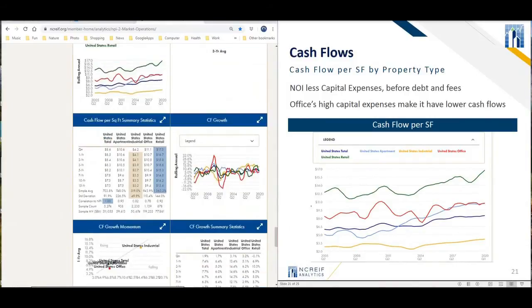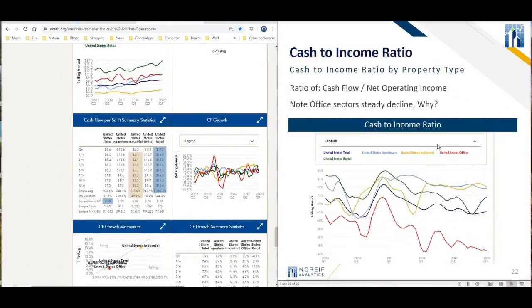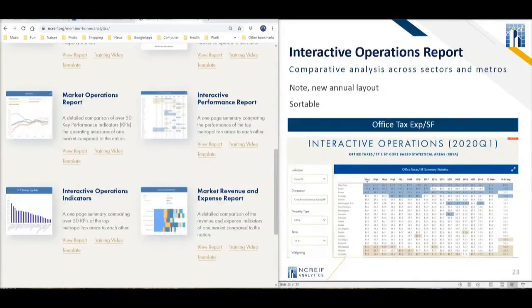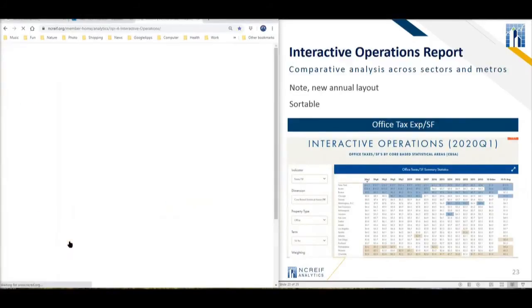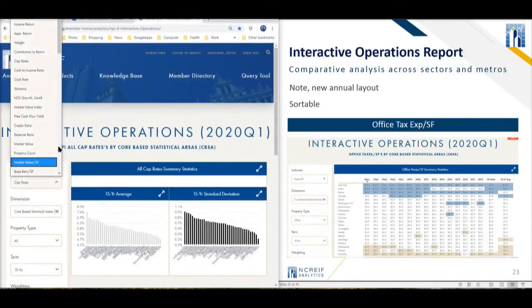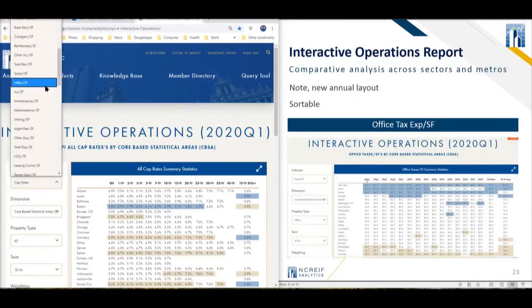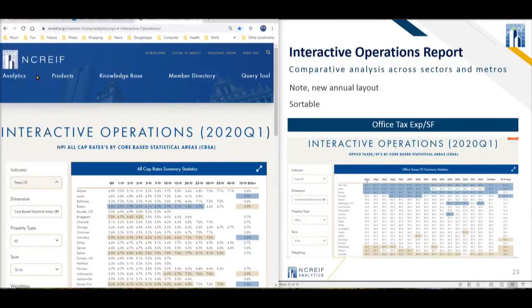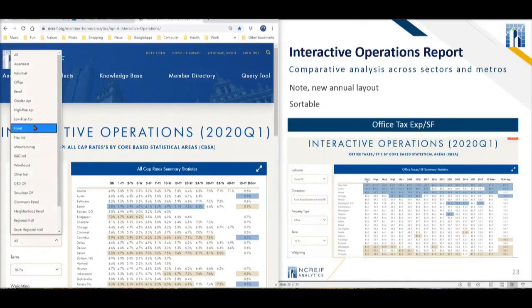Another way to view the revenue and expense data is via the interactive operations report, where we can compare any of the KPIs across the metro areas. In this example, we can see New York's tax rate per square foot is the highest as expected, but Austin's tax rate seems high and reinforces the caution that the NPI is a portfolio of properties and the allocations across sectors and geographies change over time.